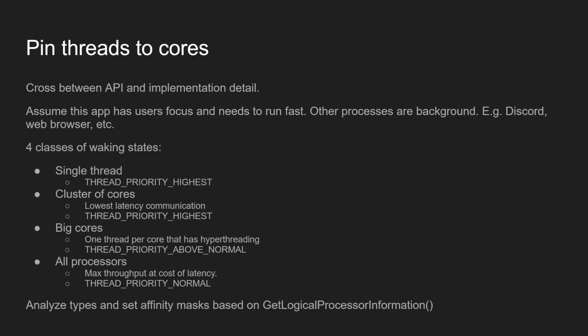The next is cluster of cores, as described in my earlier discussion of architecture, and these are also set to a highest priority. And this is then going to be the set of cores that have the lowest latency communication between each other. Again, this is setting 1 thread per physical core, and that will typically mean that each thread has a choice of 2 logical processors.